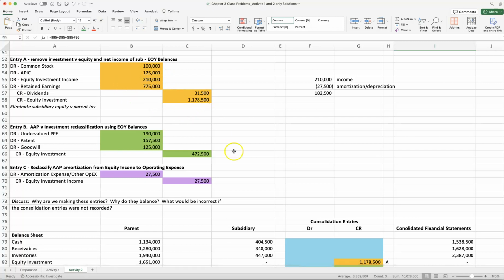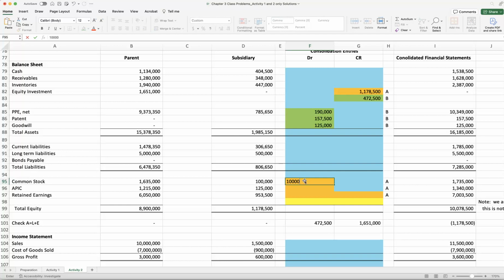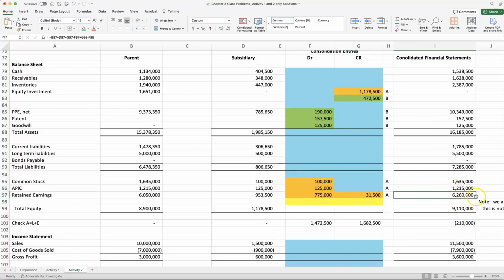I'm going to start with entry A. So we've taken $1,178,000 out of the equity investment. We go down and we're going to take the $100,000 out of common stock. We're going to take the additional paid in capital, $125,000. And notice our journal entry was only for $775,000, a debit to retained earnings. It also included a credit, when we did our consolidation entry, to dividends, which is inside retained earnings. That still doesn't equal the 6260 right here. It doesn't equal the retained earnings of the parent.